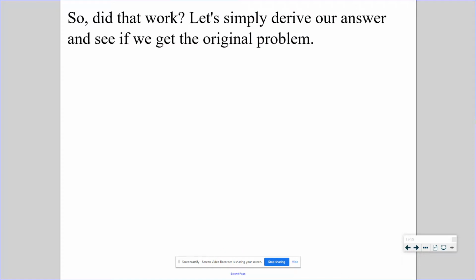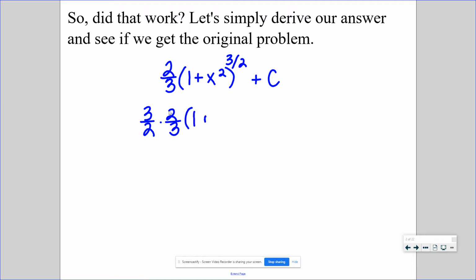Okay, so that was kind of a lot. Let's see if it actually worked. Let's write the antiderivative, the answer we just got, back down and check it by taking the derivative. If I take a derivative, I have to multiply by the power, so that's going to make it 3/2 times all this stuff. Subtract 1 from the power and we get a 1/2.